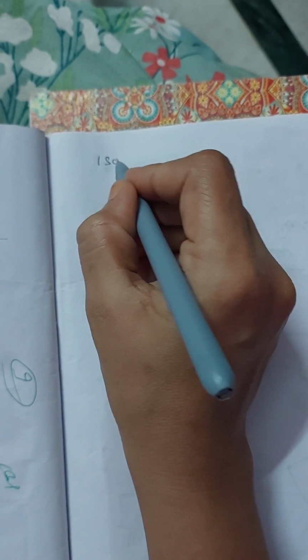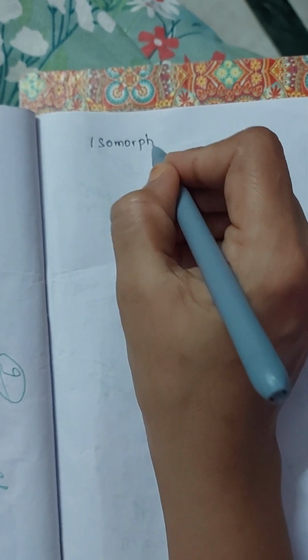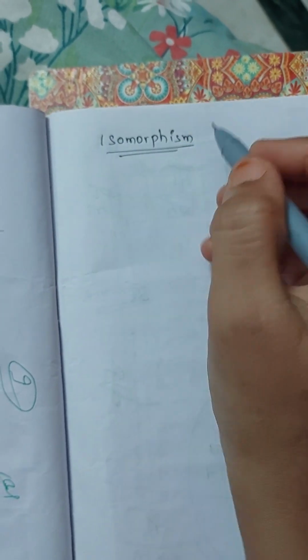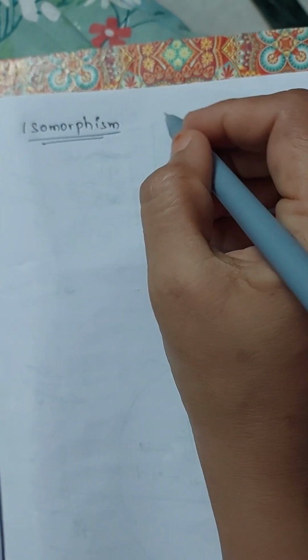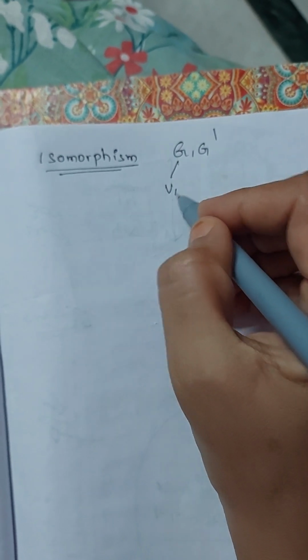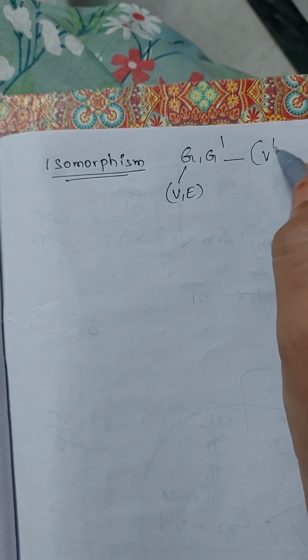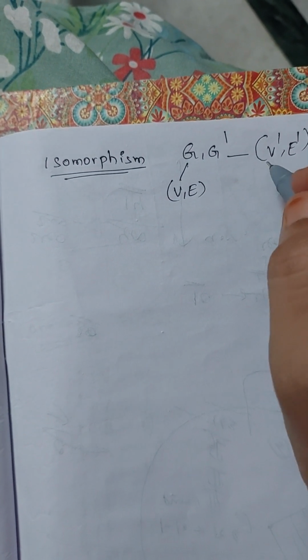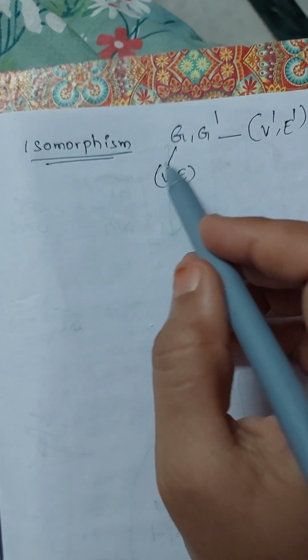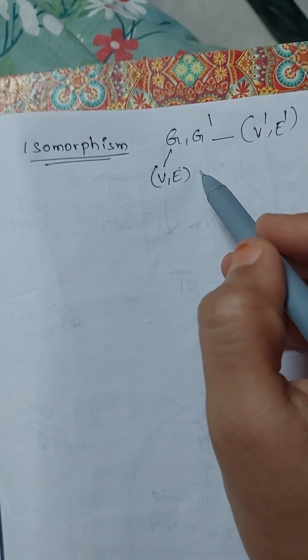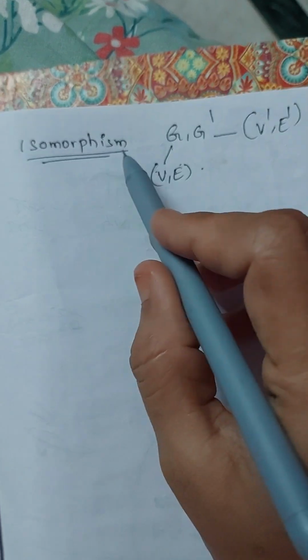So hi students, today I want to discuss the isomorphism topic in BMS. So, isomorphism. Here there are two types of graphs available. One is G and the other one is G dash. G has a collection of vertices and edges, and G dash also has a collection of vertices and edges. By looking at these two graphs they look different, but they are the same. These types of graphs are called isomorphic.